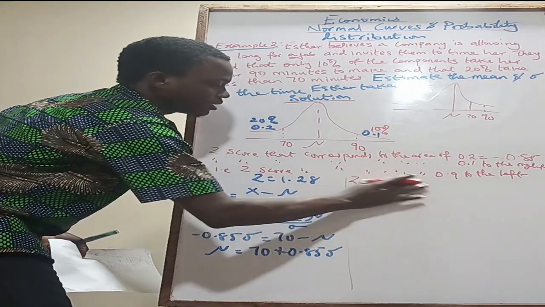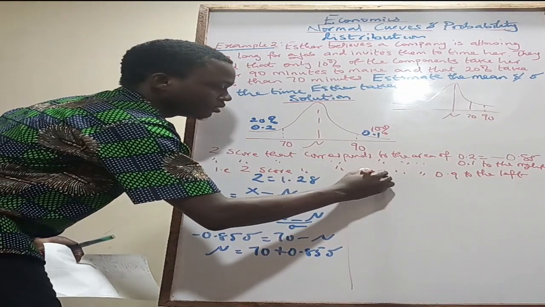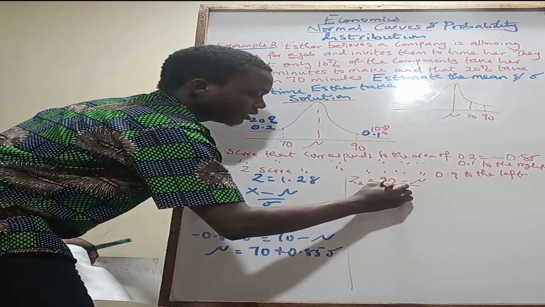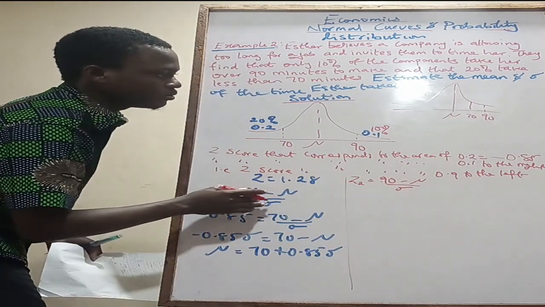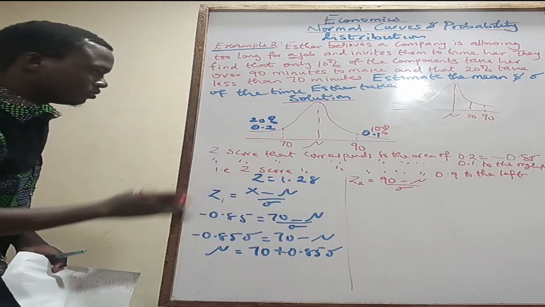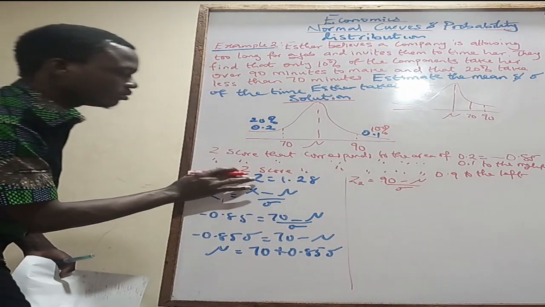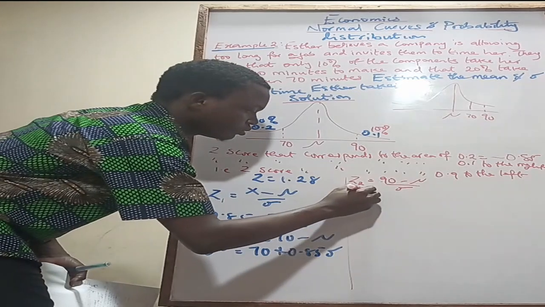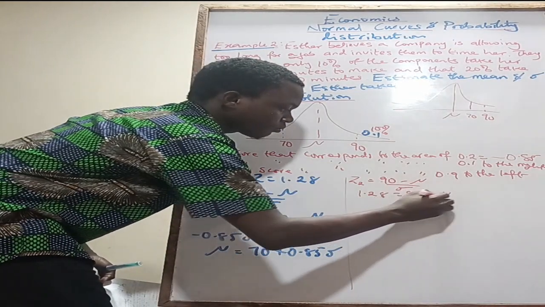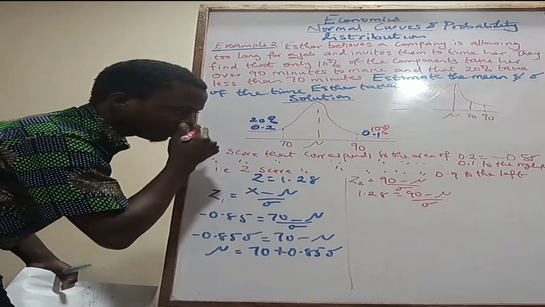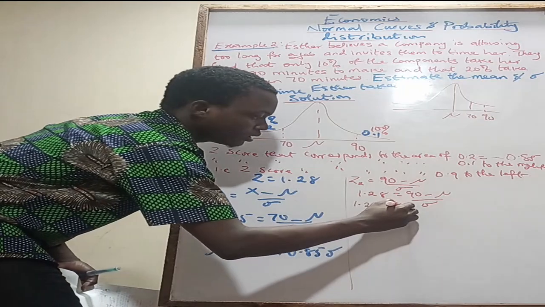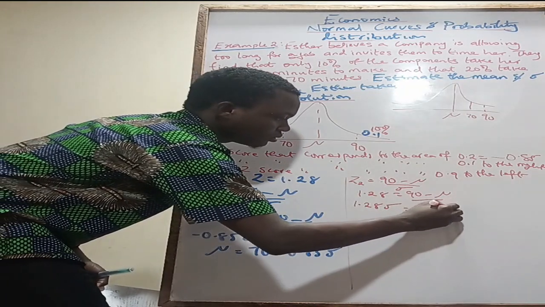So should I add x again? No need. I just write 90. 90 minus the mean over the standard deviation. So z2 gave us 1.28, right? Okay, 1.28. So 1.28 equals 90 minus the mean. All right, so we are going to be having 1.28 equals 90 minus u.